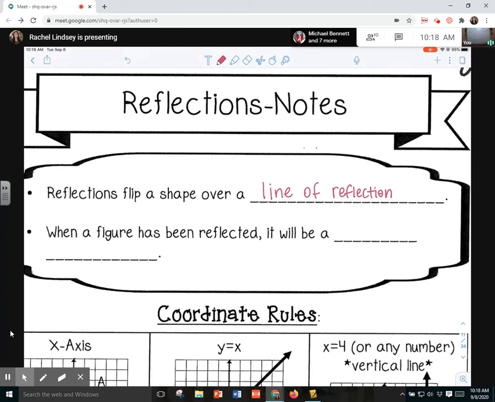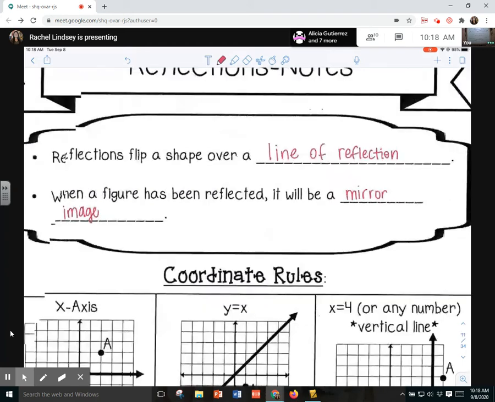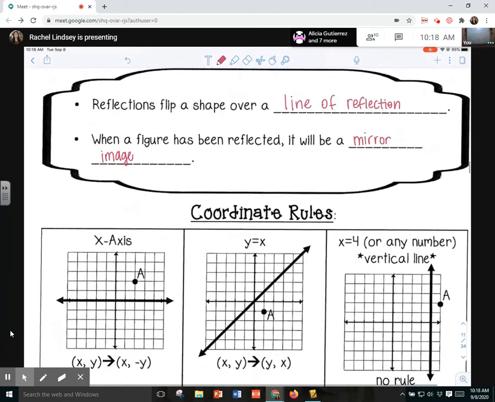Okay, so when a figure has been reflected, it will be a mirror image. So no matter what line we're reflecting over, it's going to reflect exactly over that line. So if you fold the graph in half over your line of reflection, they should match up exactly.